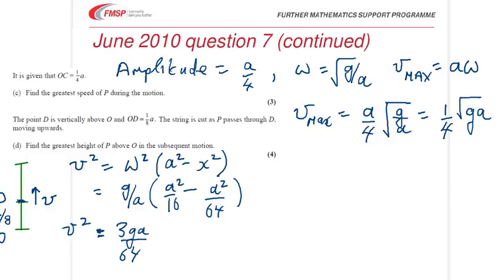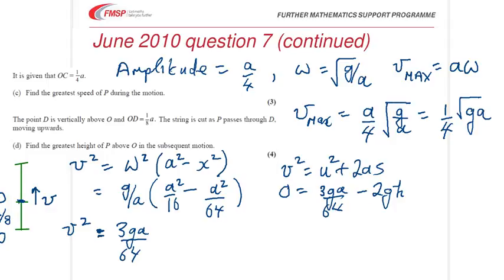And the last stage of this is simply to find how high that goes. So let's use V squared equals U squared plus 2AS. I'll just write that down to show what I'm doing. And we get 0 equals 3GA over 64 minus 2GH, giving H equals, again, you check this, 3A over 128.